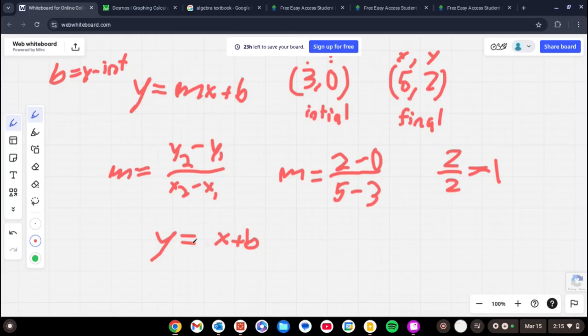So how can we find our y-intercept? We can figure out what our y-intercept is by plugging in a number for y and x.